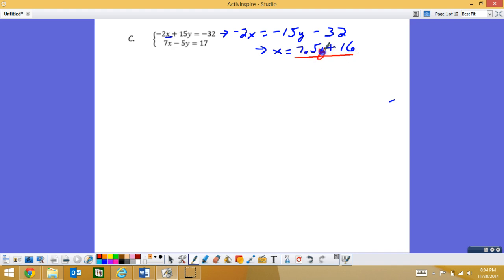That is what I can substitute in for x in the other equation. So I'm going to substitute that in for x. So I will have 7 times 7.5y plus 16 minus 5y equals 17. And then I'm going to solve for y, because now I'm down to one variable in one equation.